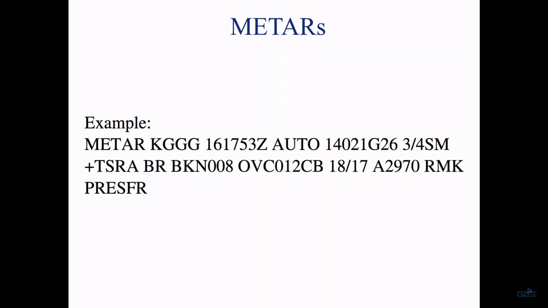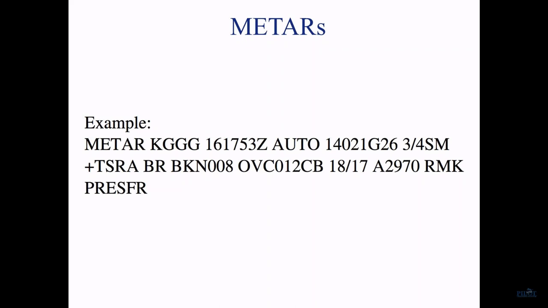A typical METAR report contains the following information in sequential order. 1. Type of report, METAR. There are two different types of METAR reports. The first is the routine METAR report that is transmitted every hour. The second is the aviation selected special, SPECI. This is a special report that can be given at any time to update the METAR for rapidly changing weather conditions, aircraft mishaps, or other critical information.